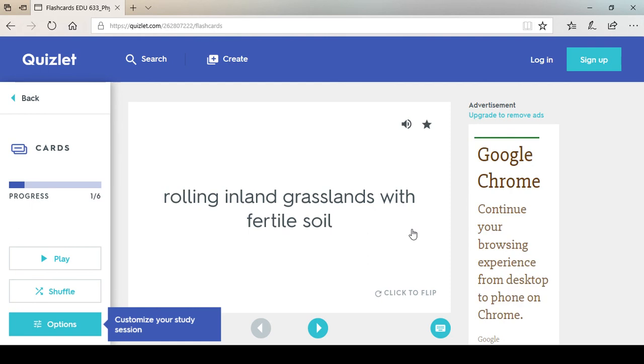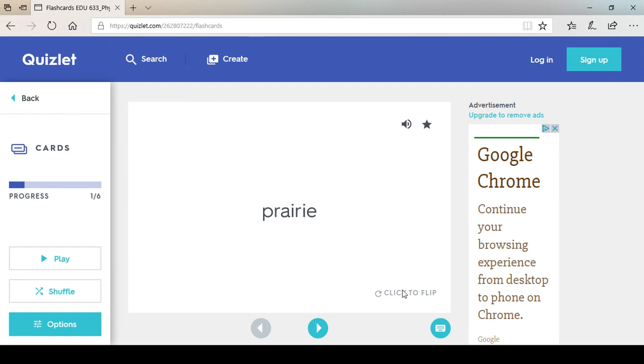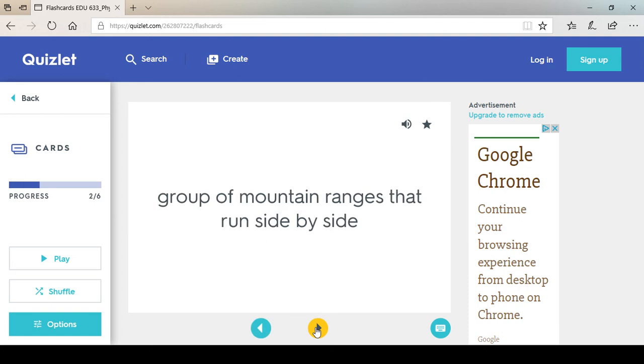it pops up and they literally have flashcards here. So: rolling inland grasslands with fertile soil. You can click right here, and that is a prairie. This is a good way for students to study. I think it's great. I even used this when I was in school. A group of mountain ranges that run side by side.